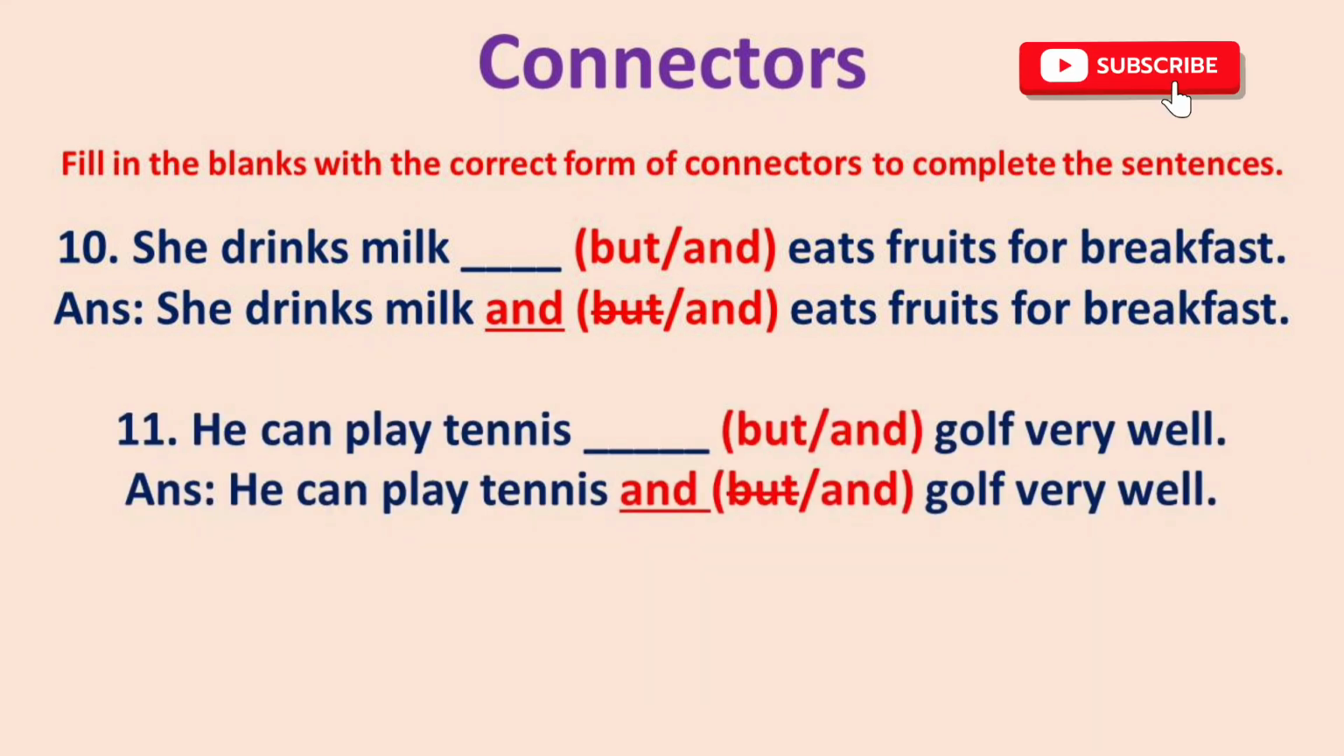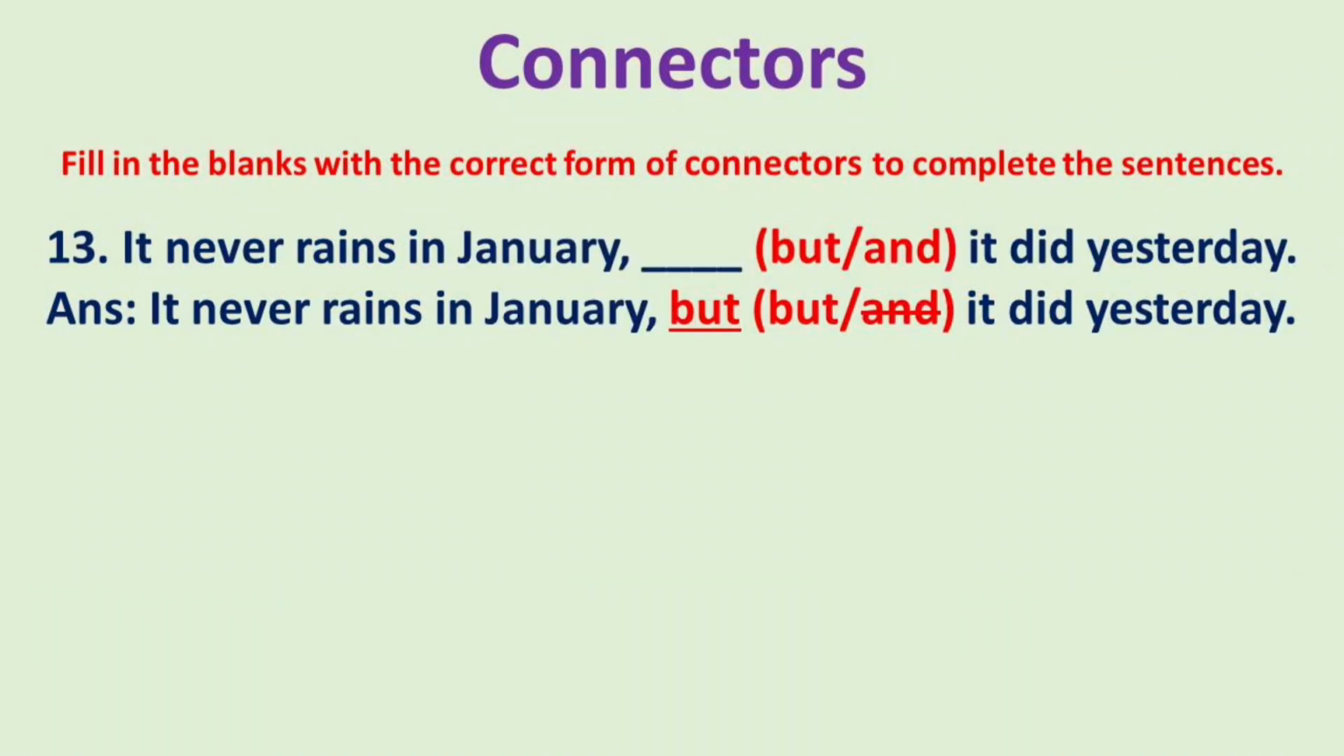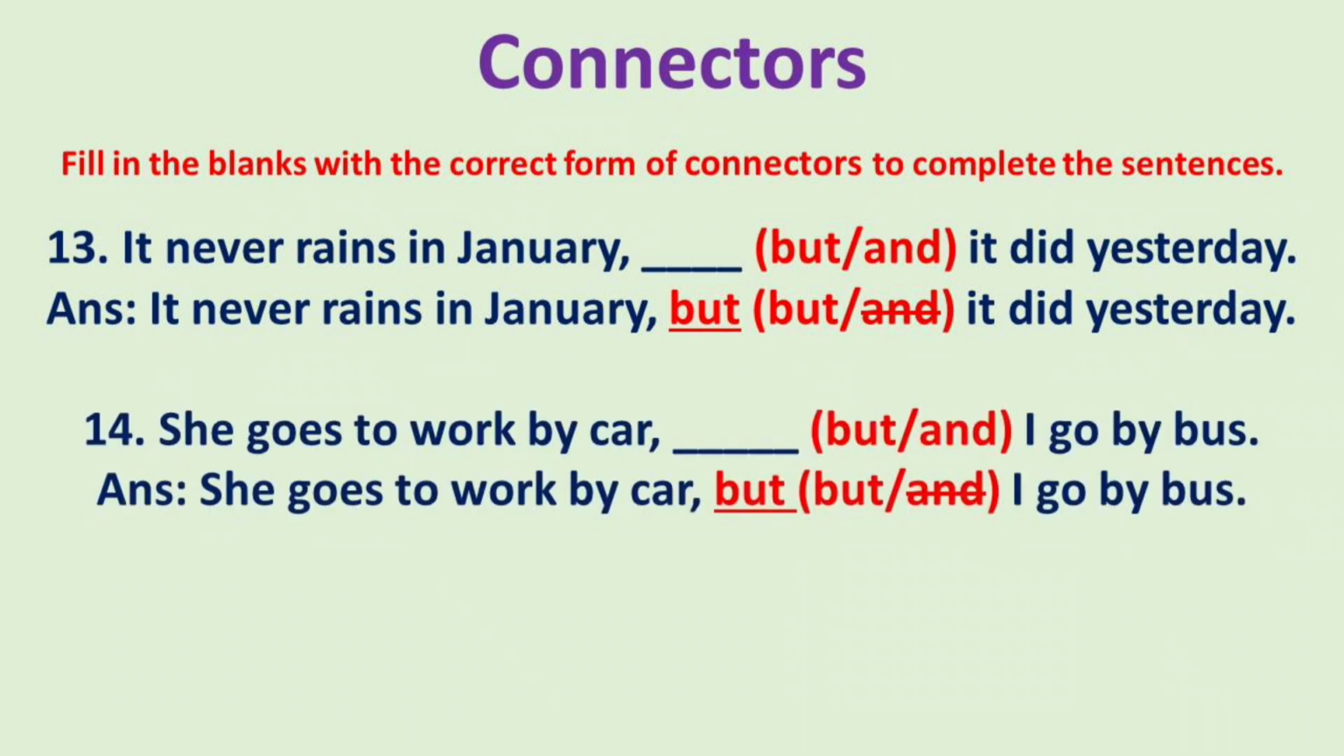11. He can play tennis dash, but or and golf very well. The answer is, he can play tennis and golf very well. 12. I saw Ravi dash, and but he did not see me. The answer is, I saw Ravi but he did not see me. 13. It never rains in January, dash but or and it did yesterday. The answer is, it never rains in January, but it did yesterday.